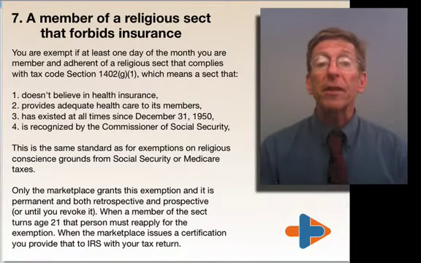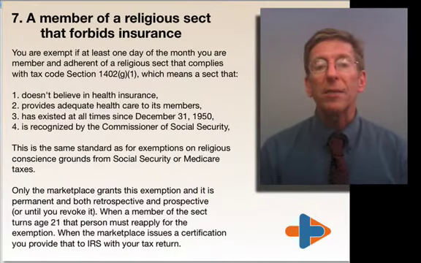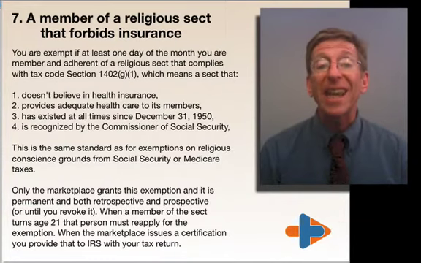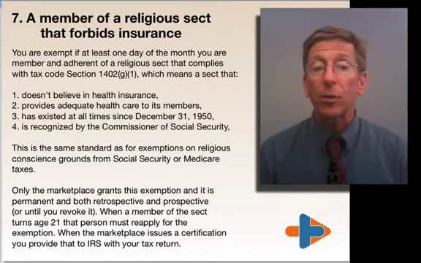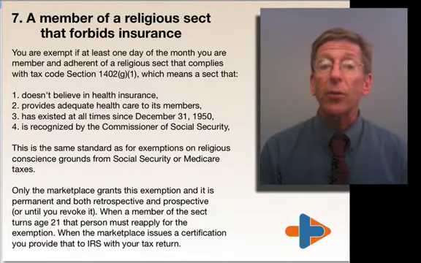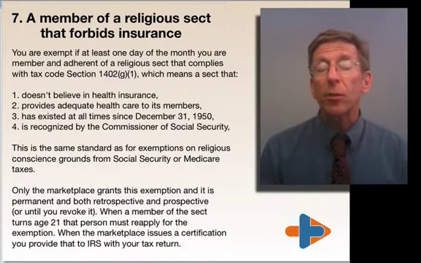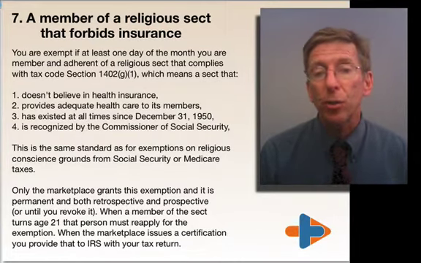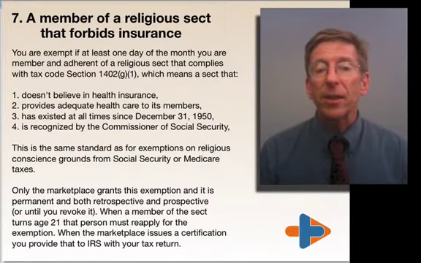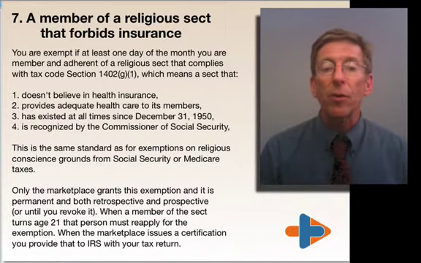Member of a religious sect that forbids insurance. You are exempt if at least one day of the month you are a member and adherent of a religious sect that complies with Tax Code Section 1402(g)(1), which means a sect that 1. doesn't believe in health insurance, 2. provides adequate health care to its members, 3. has existed at all times since December 31st, 1950, and 4. is recognized by the Commissioner of Social Security. This is the same standard of exemptions on religious conscience grounds from Social Security or Medicare taxes.